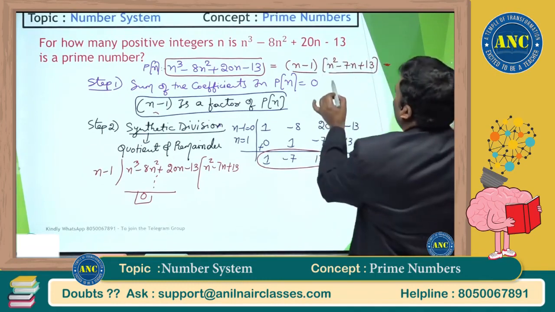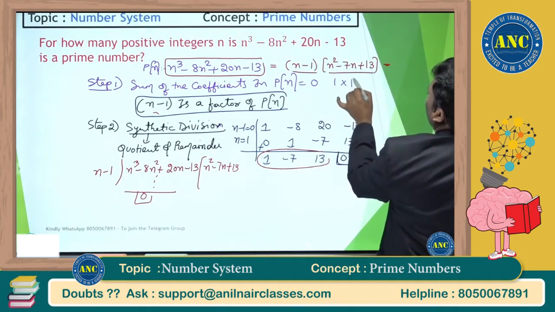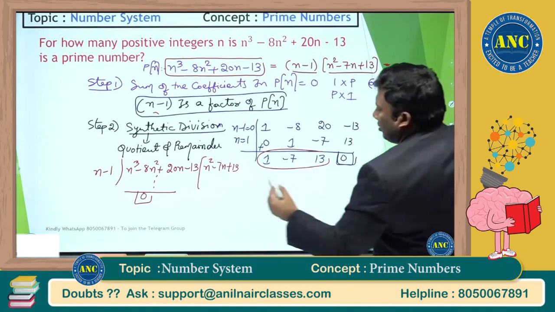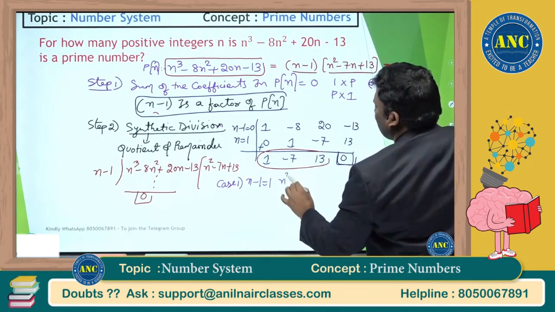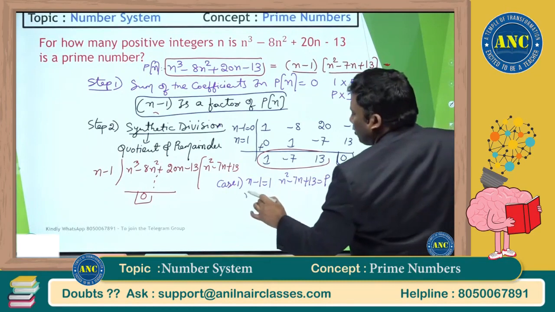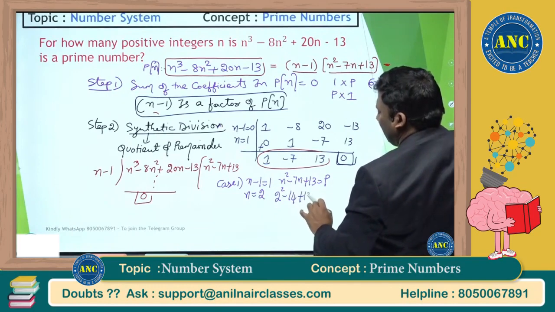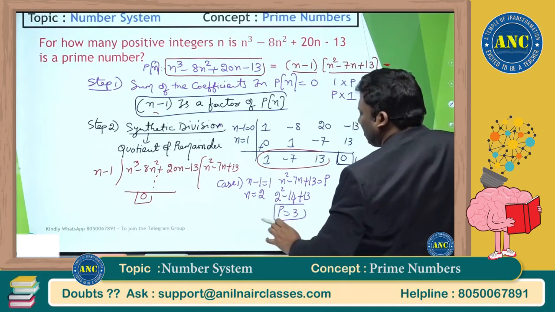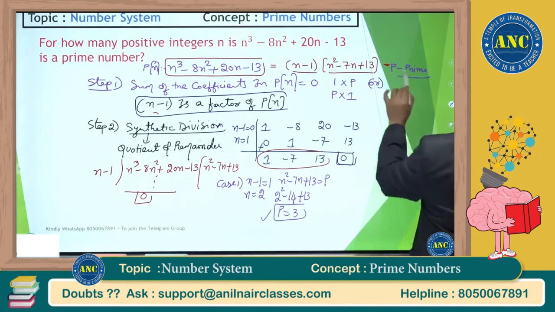This number should be a prime number. Prime number means either it should be 1 into P or P into 1. Are you all with me? That's what we did in the previous problem. Case number 1: if n minus 1 is 1, then n square minus 7n plus 13 should give me P. n minus 1 is 1, so n value is 2. 2 square minus 14 plus 13: 4 plus 13, 17, minus 14, P equivalent to 3. P is a prime number. Definitely yes, P is a prime number.